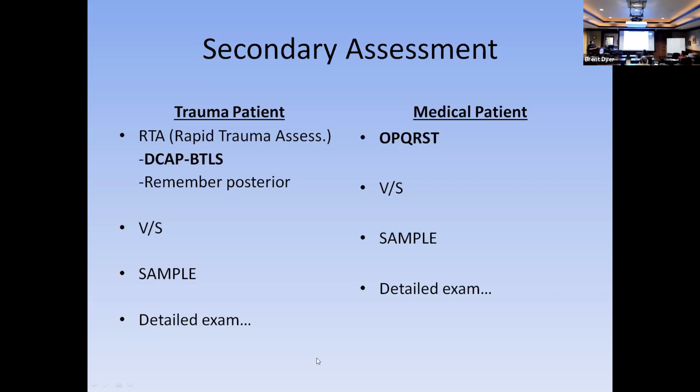Oh, okay. And then moving on, then you get vital signs, then you get your SAMPLE, and then a detailed exam if time permits. On the medical patient, the thing that's different there after primary assessment is OPQRST. For your test taking purposes, and for the purposes of applying this to the scenario and finding the right answer, the medical patient is where you want to go down the line of OPQRST. Trauma patients stick with RTA, rapid trauma assessment, and using DCAT BTLS. Does that make sense?